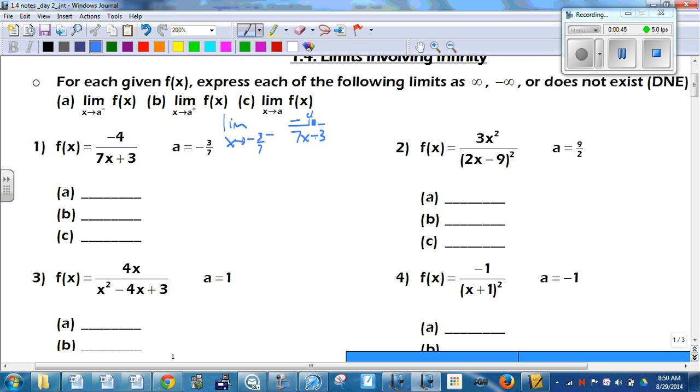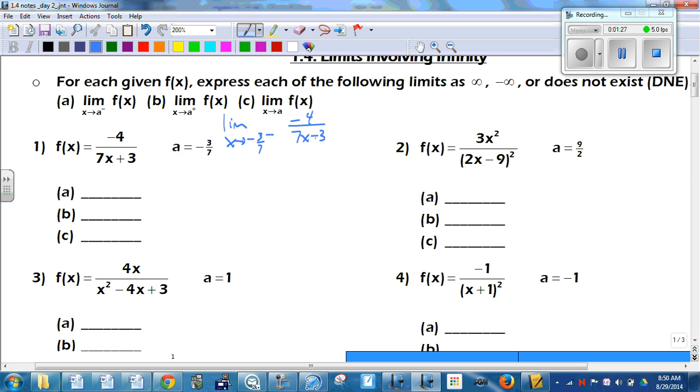Negative 4 over 0. Like I was saying with the class starter, this isn't one of those options where we have 0 over 0 where we can simplify, cancel things out, and then redo the direct substitution. When we get a number over 0, one of these three is going to be our answers: either infinity, negative infinity, or does not exist. To figure that out, we need to look at both sides, the left side and the right side. If they're both the same, let's say they're both infinity, then our limit is infinity. If they're both negative infinity, then our limit is negative infinity. But if they're opposites, like one positive, one negative, then the overall limit does not exist. So we have to look at each side.